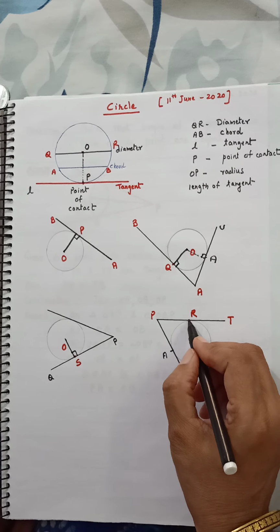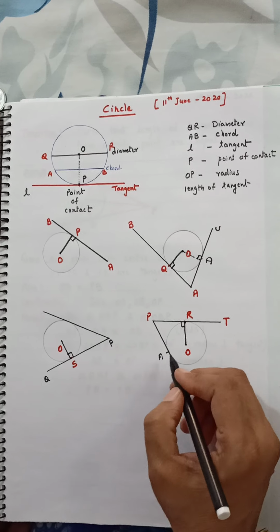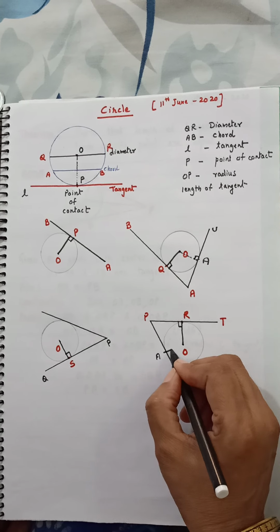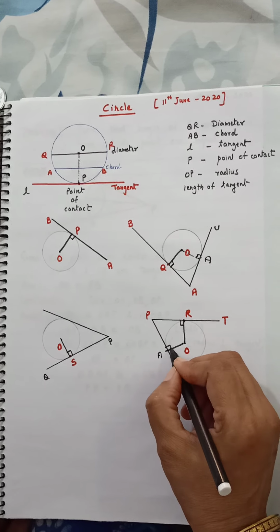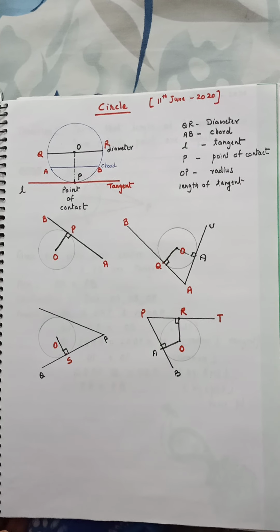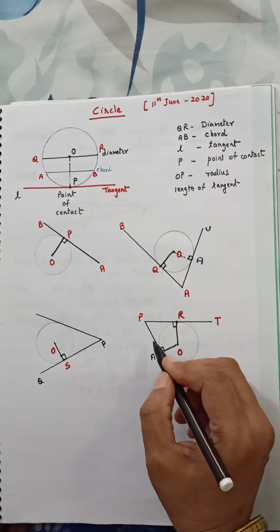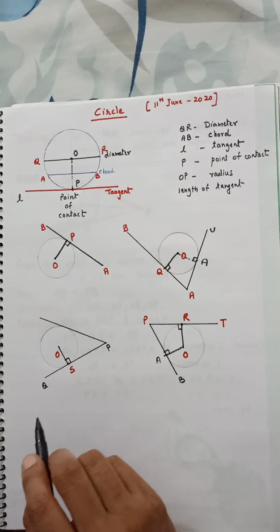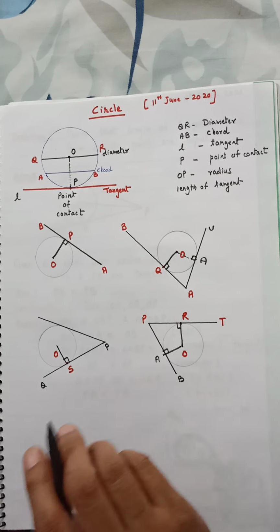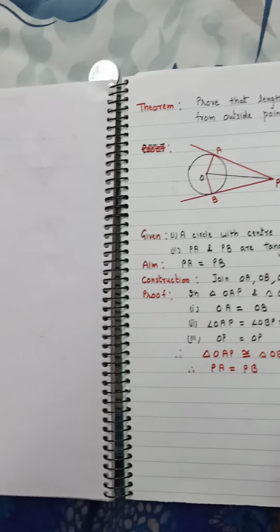And if I join O with R, this angle will be 90 degrees. If I join O with A, this angle will be 90 degrees. Why? Because OR is radius and radius is perpendicular to the tangent. OA is radius and radius is perpendicular to the tangent. So hope you are clear with all the basic concepts. Let us solve one question.